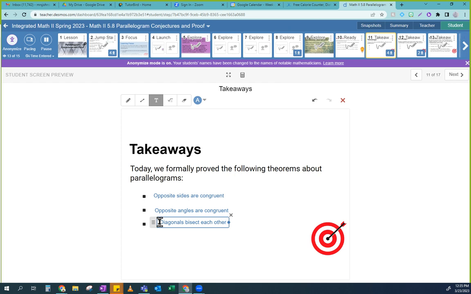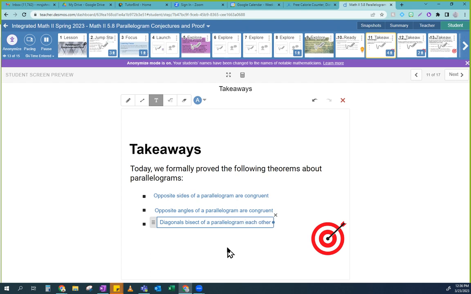Okay. So to be technical, I would always want you to put "of a parallelogram." So I'm going to write that in here as well because I like when you guys are very, very specific. So opposite sides of a parallelogram are congruent, opposite angles of a parallelogram are congruent, and diagonals bisect each other, so of a parallelogram.